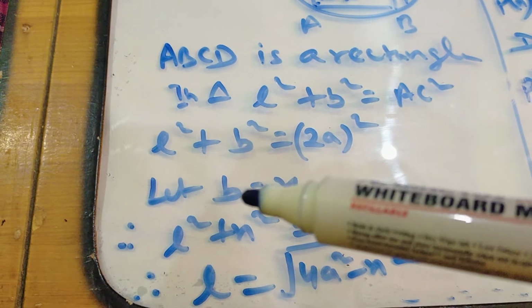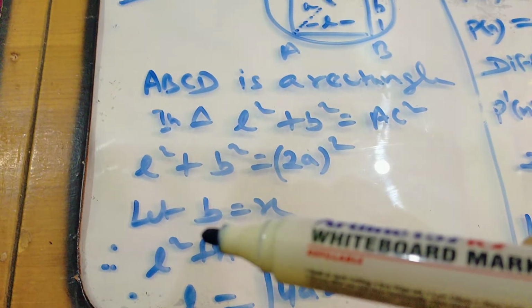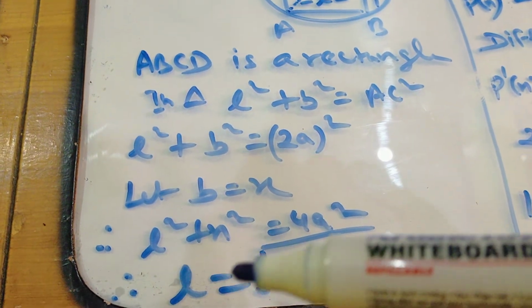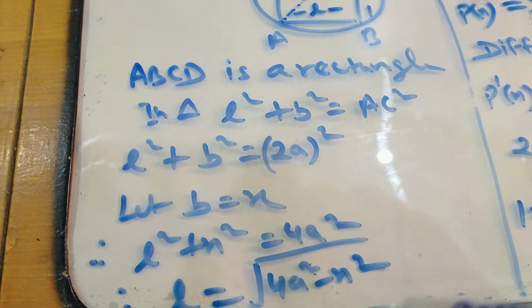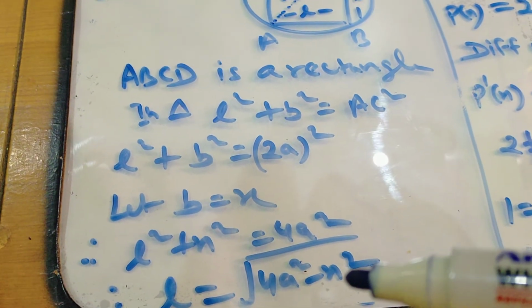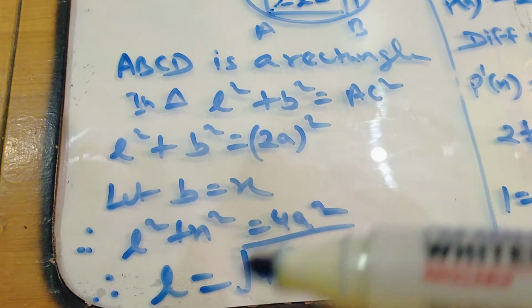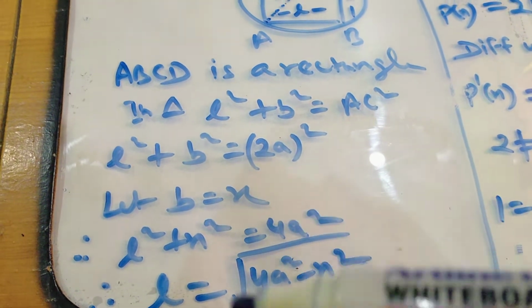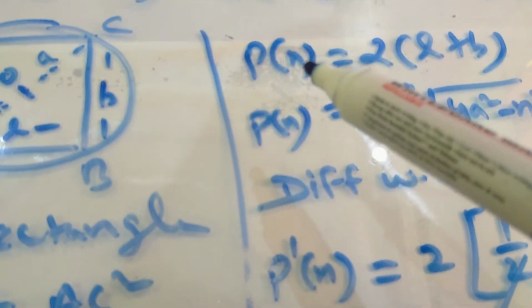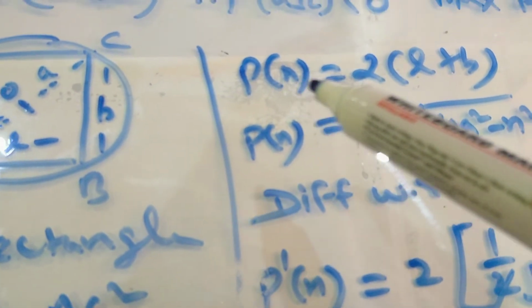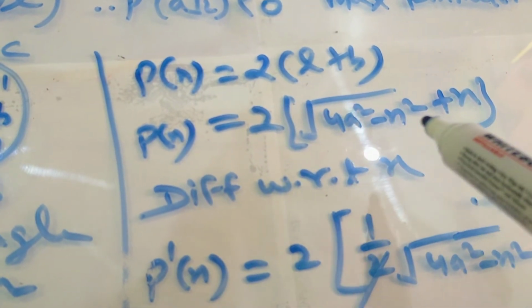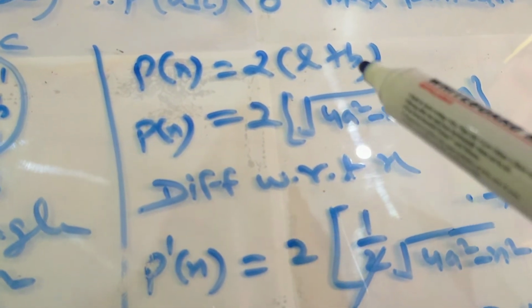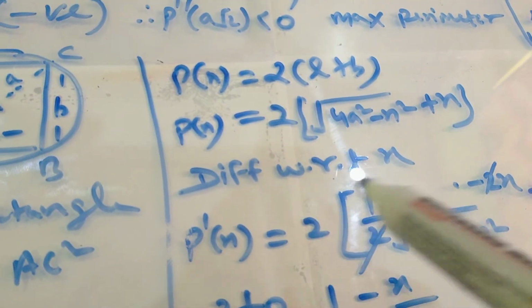Here, for one variable I have assumed that the breadth is x. So L square plus x square is equal to 4a square. So the value of L has come in terms of x: under root of 4a square minus x square. So B is in terms of x, L is also in terms of x, meaning both are in the same variable x. Now we have to maximize the parameter. What is the parameter? The parameter is 2 times L plus B. So 2 times under root of 4a square minus x square plus x, because the value of L is this and the breadth is this. I differentiated both sides.